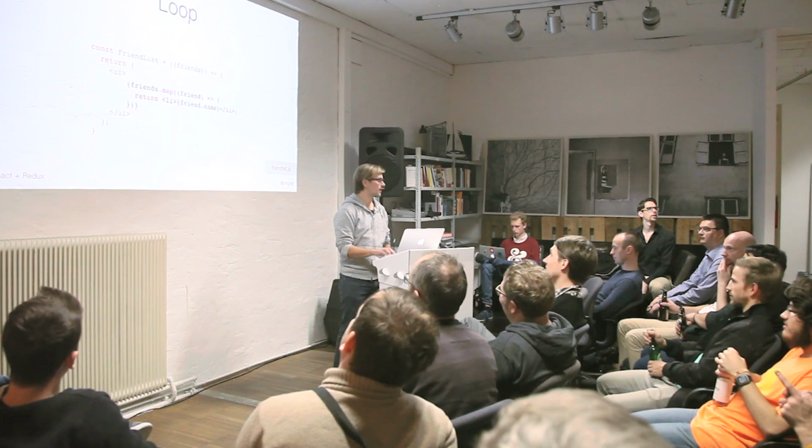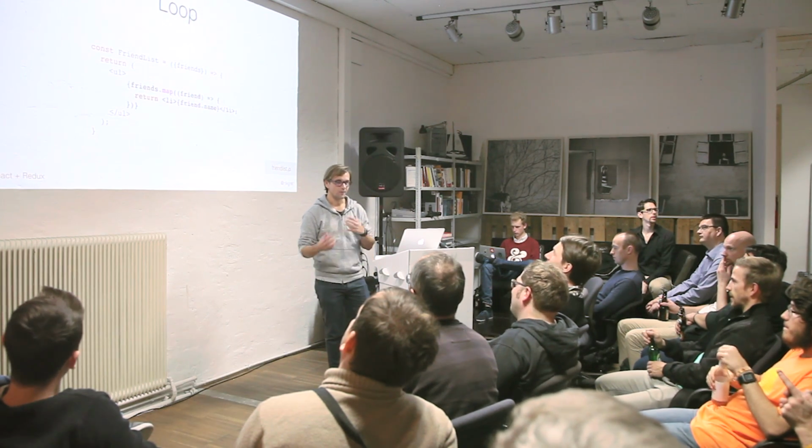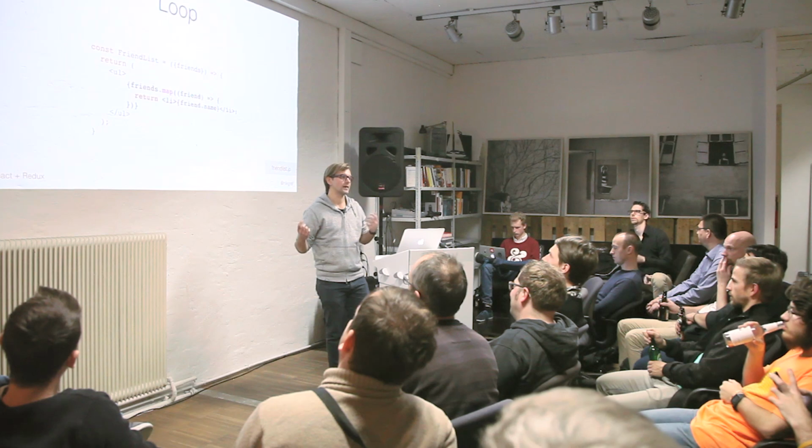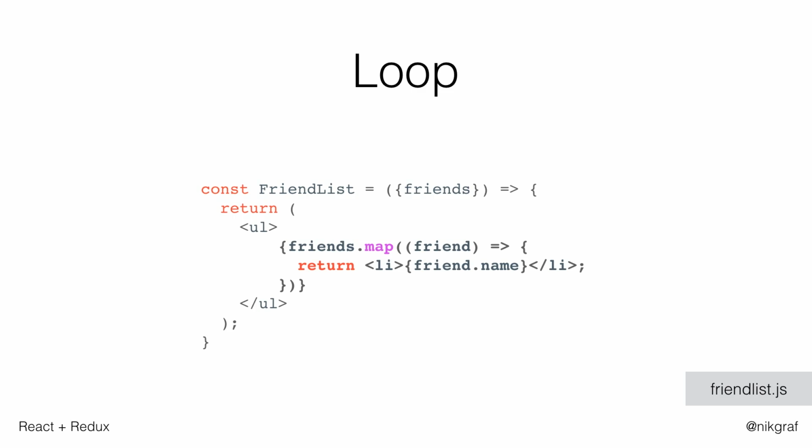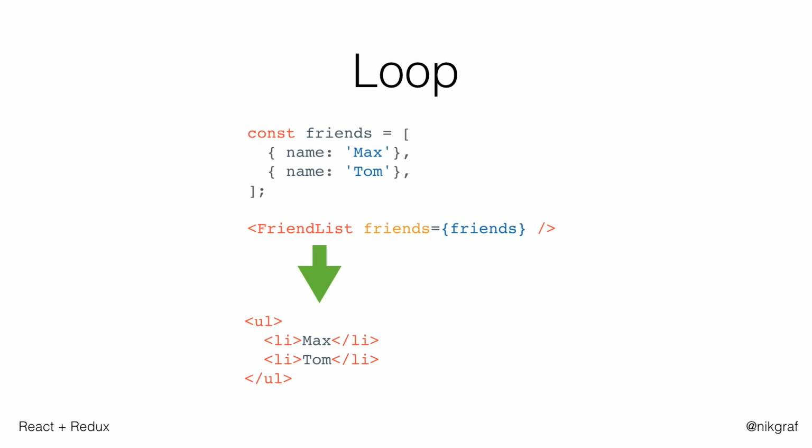Of course, we can also do flow control statements, which in the end is just JavaScript. So in this case, I take in my friends list to get the list of friends, and I iterate over them with map, and in the end I just again return JSX, and there you can construct dynamic things. For example, in this case, I have my friends list, Max and Tom, and I pass it the friends list, then the output will be this.